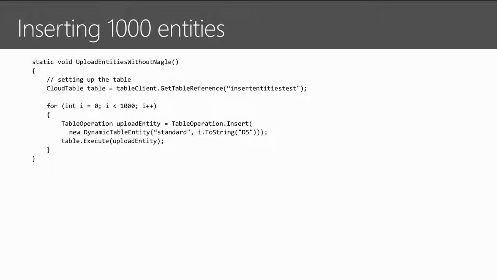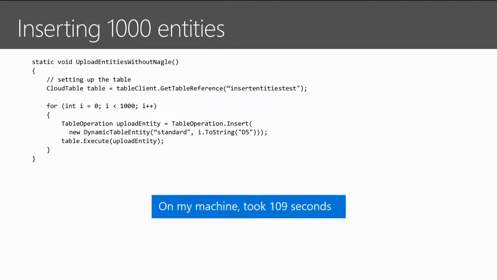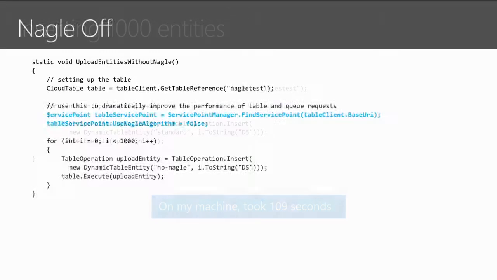This is our first try. It's just going to go through each number 0 to 1,000 and insert one entity. On my dev box, this took 109 seconds, a minute and 49 seconds. Okay, that's not great. We'd like to go faster. So first thing we're going to do here is turn something called Nagle's algorithm off.